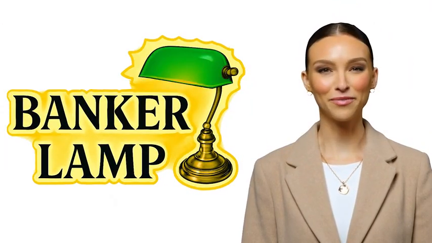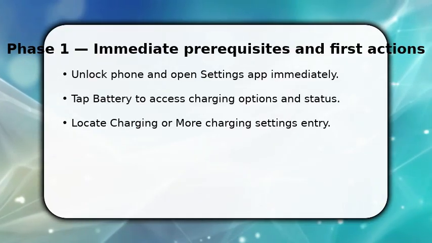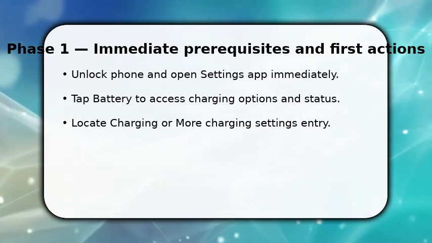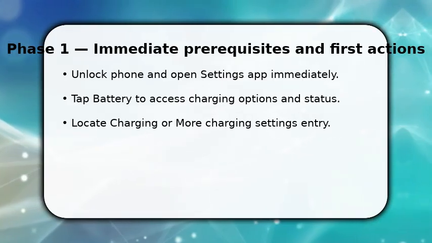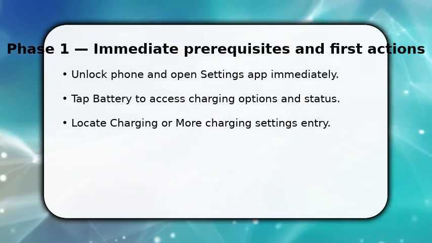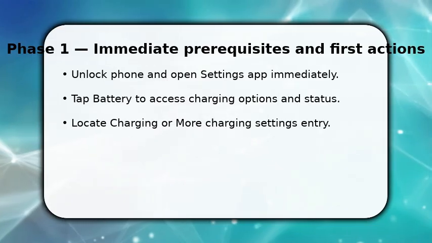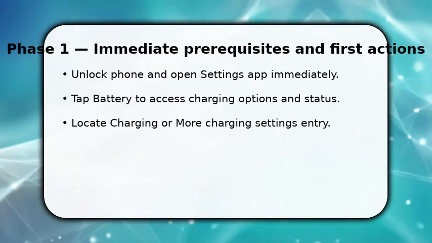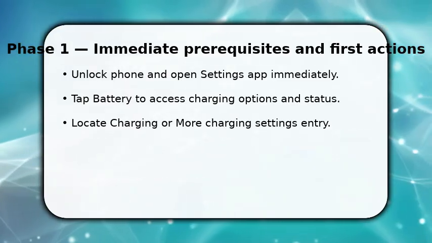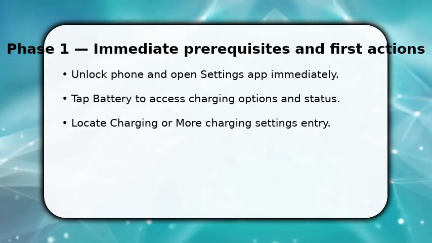Please enjoy the video. To start, unlock your iQOO and open Settings, then tap Battery. This moves you directly to where charging behavior is controlled. Once in Battery, look for a Charging or More charging settings entry. Some firmware labels vary. You must access that subpage to reach the only toggle that disables fast charging. Make sure to proceed without delay.